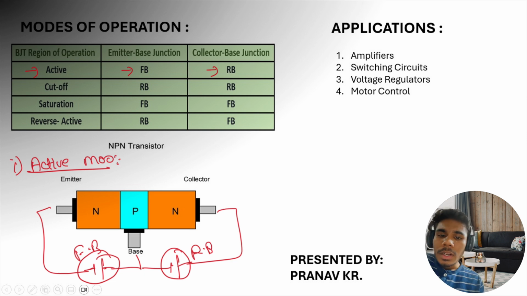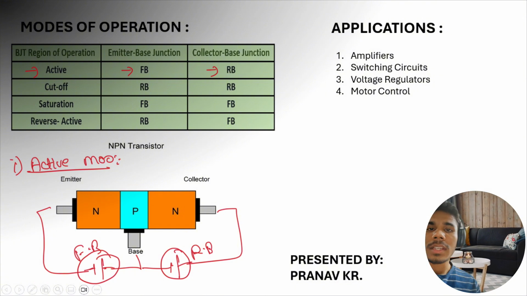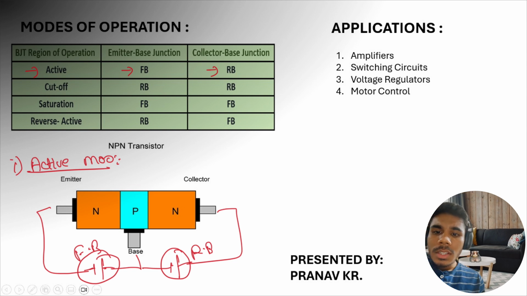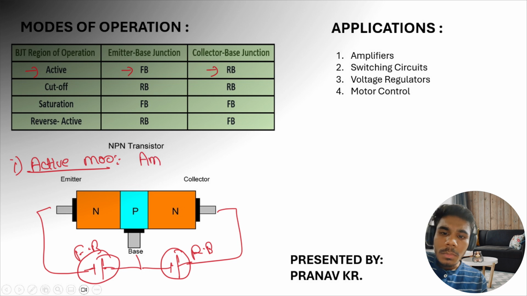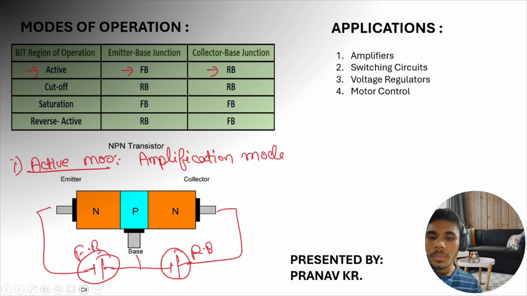As I said earlier, if the emitter-base junction is connected in forward biasing and the collector-base junction is connected in reverse biasing, then it is the condition for amplified output. That means in active mode of operation, it works in amplification mode, where we get the amplified output from the transistor.